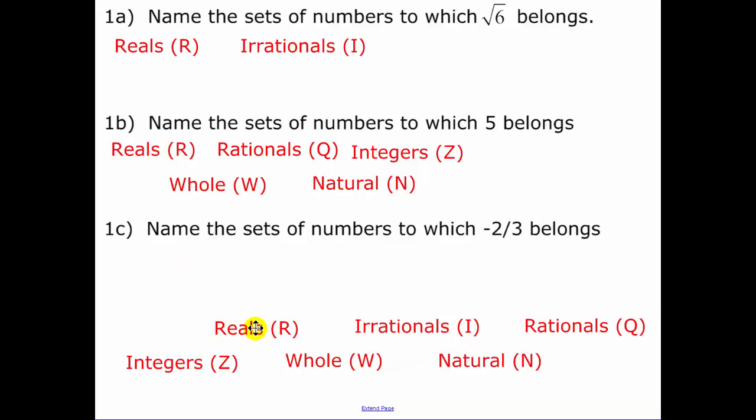Now, negative 2/3. That's a real number. Negative 2/3 is a fraction, so that's a rational number. An integer is a whole number, a non-fraction, so it's not an integer. And whole numbers and natural numbers are subsets of integers. Or it has to be, if it's an integer, it's also a whole number or natural number. So for 1C, it's just real numbers and rationals.